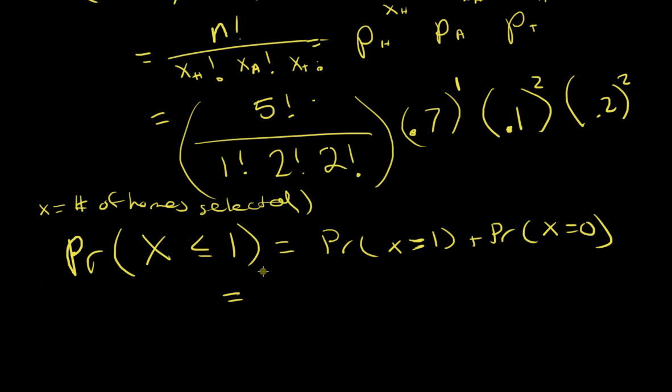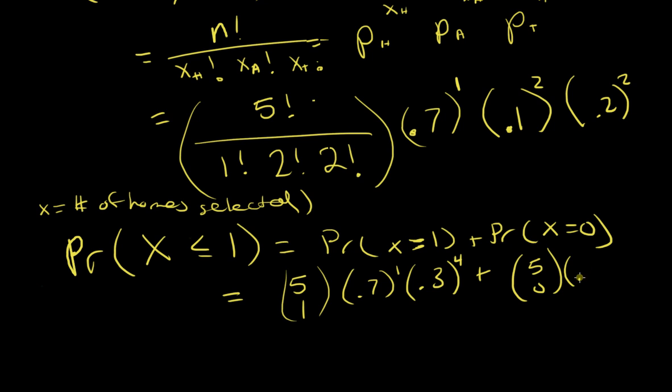So we could use the formula n choose x. In this case, n is the sample size, which is 5. If I'm doing for one home, x is just 1. The probability of getting a home is 0.7, brought to the power of x, which is just 1. Q, which is 1 minus p, 0.3, and then brought to the power of 5 minus 1, which is 4. Then for 0, 5 choose 0, 0.7 brought to the 0 power, 0.3 brought to the 5th power. You can calculate this.